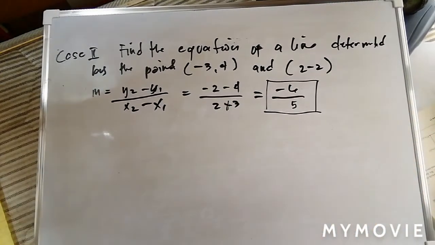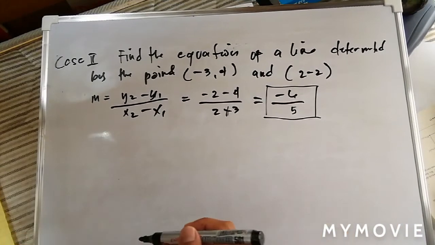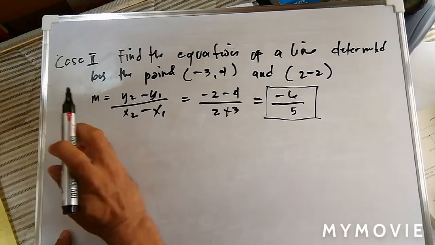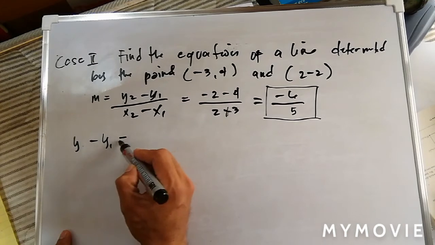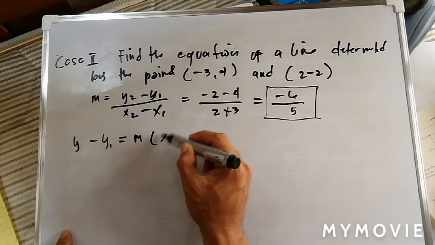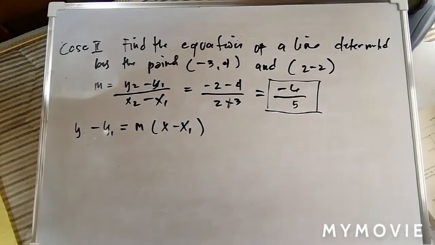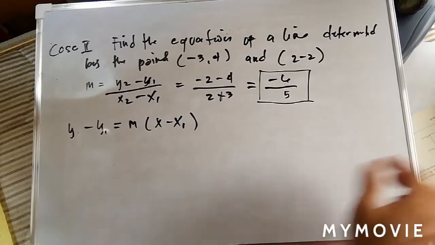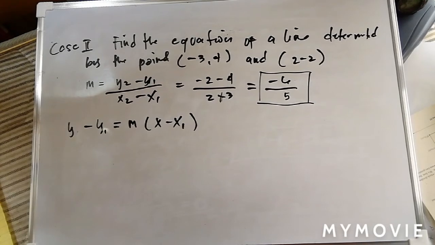Since we already got the slope, we can now use the point slope form: y minus y sub 1 is equal to the slope times x minus x sub 1. The slope m is negative 6 over 5.